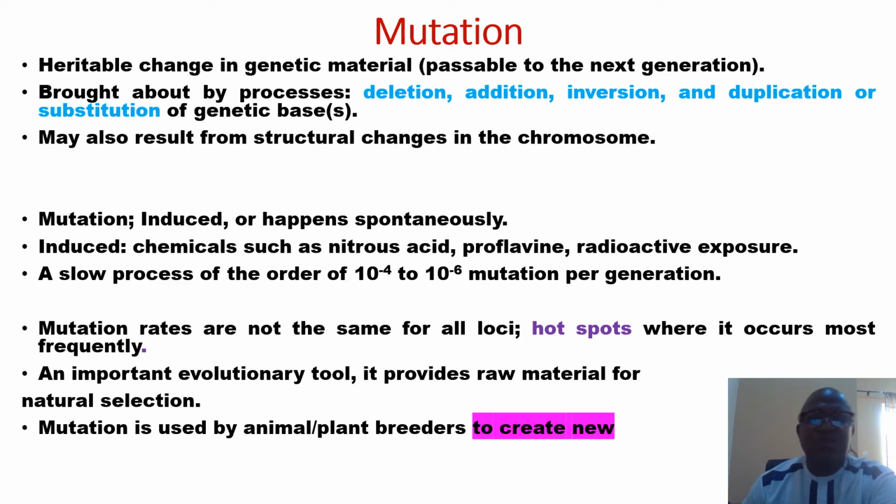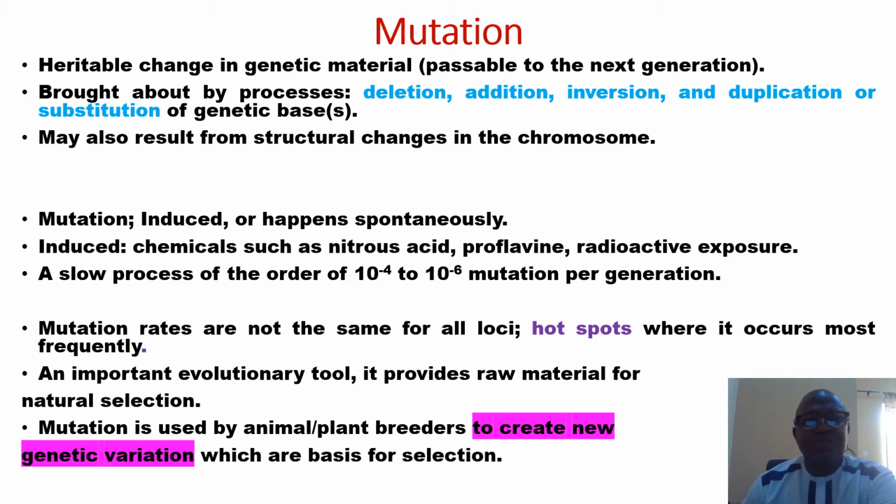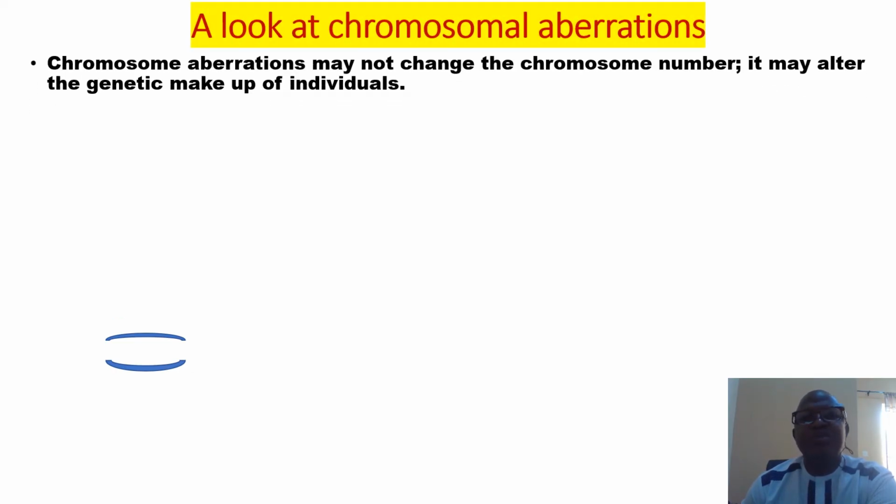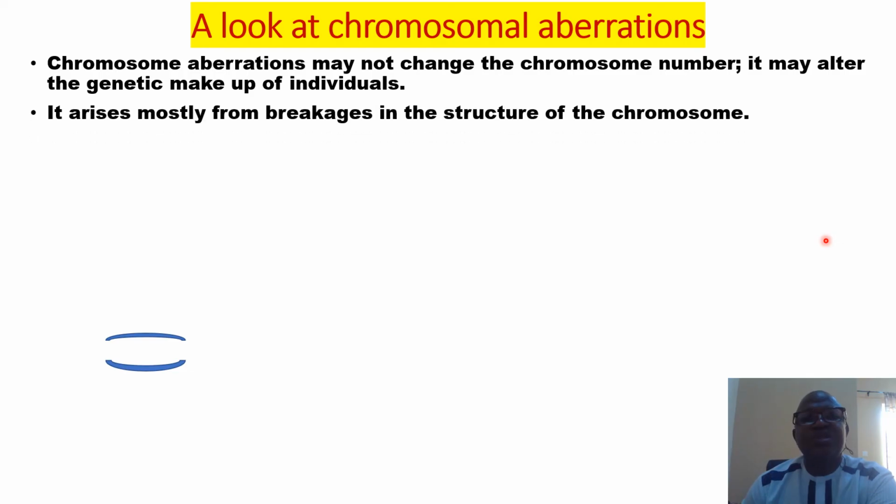Mutation can be used to create new genetic variation, and genetic variation is the basis for selection. So we want to have a look at some chromosomal aberrations that will lead to mutations. Chromosomal aberrations, while not changing the chromosome number, do alter the genetic makeup of the individual, and mostly it comes from breakages in the structure of the chromosome.